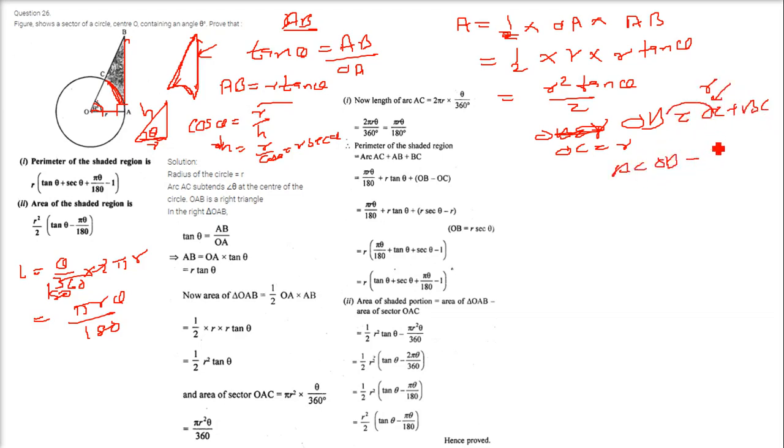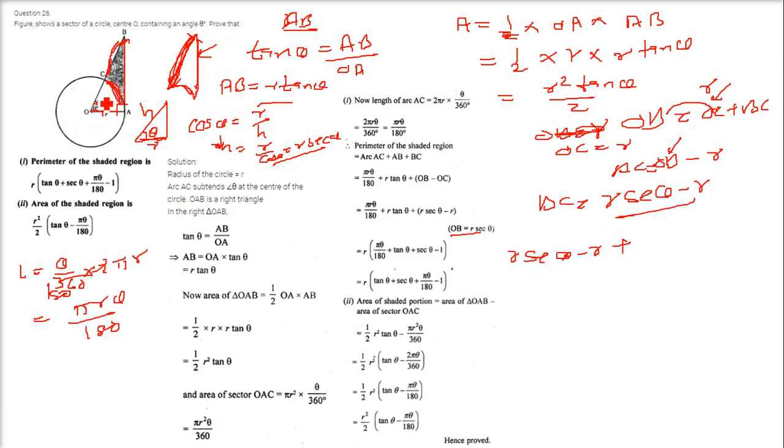So this BC will be OB minus OC, that is R. OB minus OC. And OB is what? We just found out it to be R sec theta. So it will be this portion BC, which we have to find out. This BC will be equal to R sec theta minus R. Okay, OB we have put R sec theta minus R.